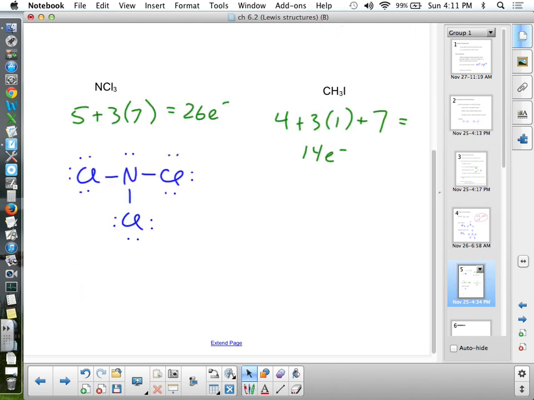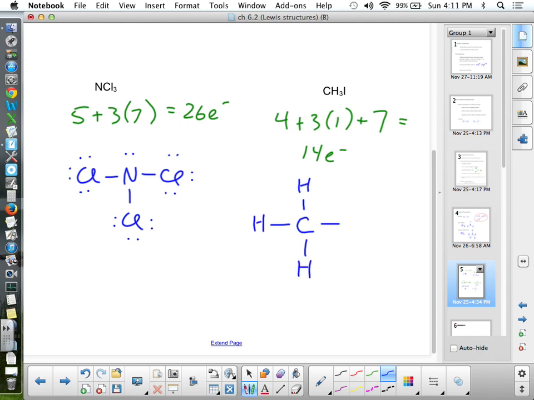I will place my carbon atom in the center, form 4 bonds, 3 to each of the hydrogen atoms, or I should say 1 to each of the hydrogen atoms for a total of 3, and 1 to the iodine atom. I've used up 2, 4, 6, 8 valence electrons. Carbon has its octet satisfied.